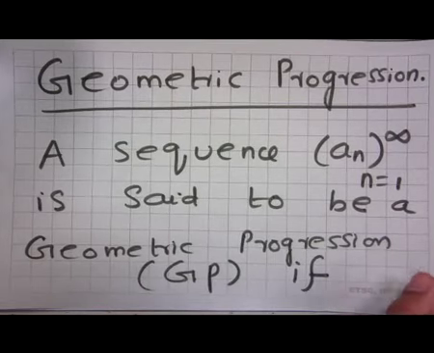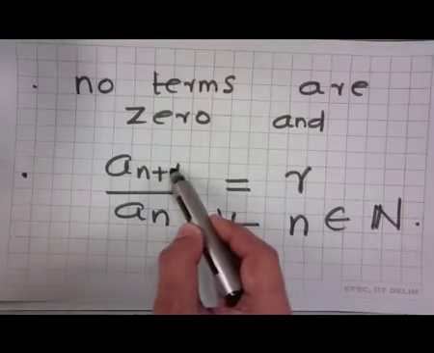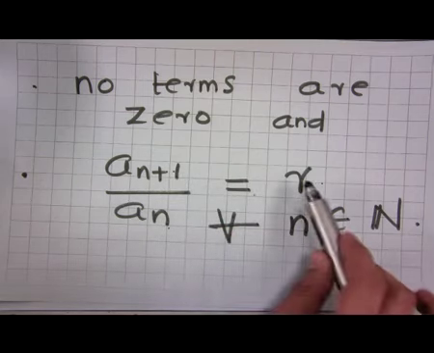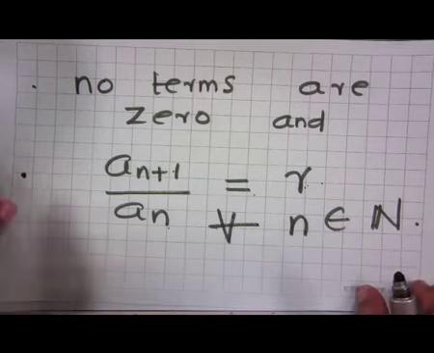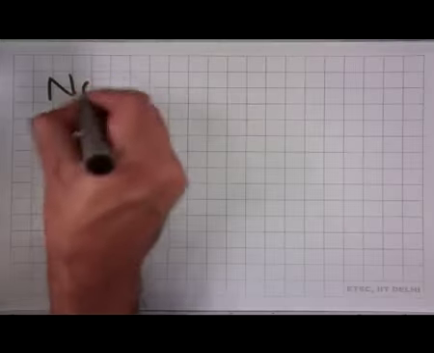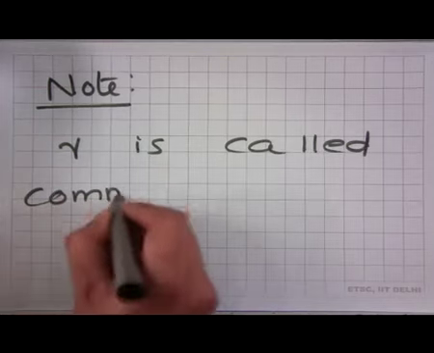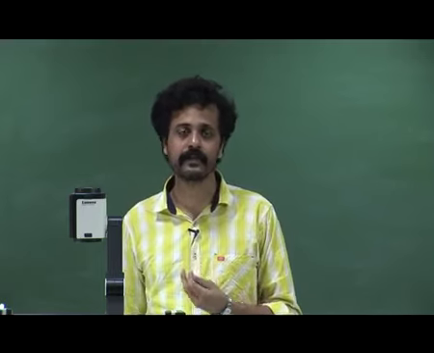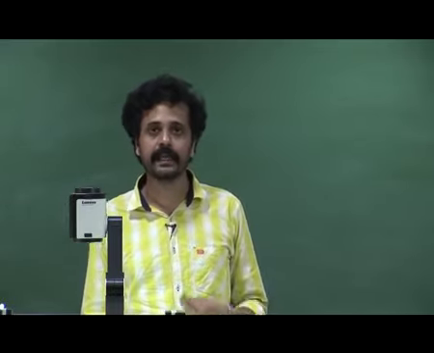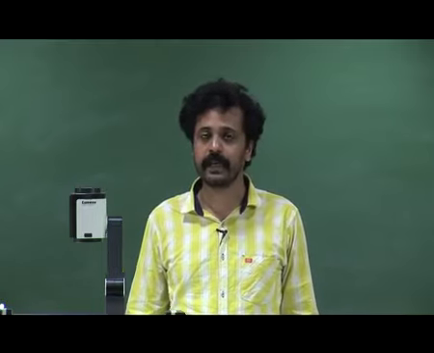Let us recall the definition. A sequence of non-zero terms is said to be a geometric progression if a_(n+1) by a_n is equal to r for every n element of N. This r, the ratio of any two successive terms which remains constant, is called the common ratio. Similar to an arithmetic progression, where the first term and the common difference completely describe the progression, in case of GP, the first term and common ratio completely describe a geometric progression.